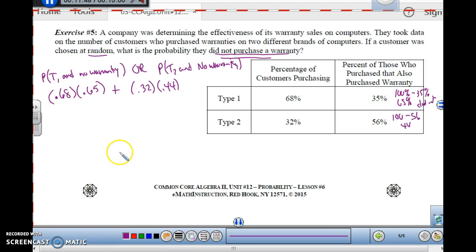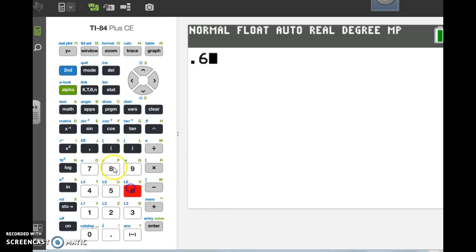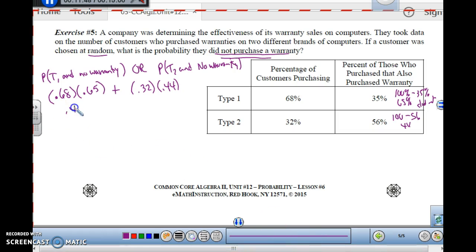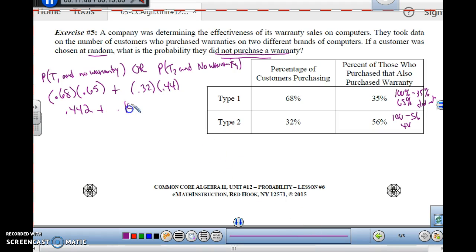Okay, so if I multiply these out, this comes out to be 0.68 times 0.65 is 0.442, and then 0.32 times 0.44 is 0.1408, so this is a total of 0.5828, or approximately 58.28%. Okay, so multiply probabilities.